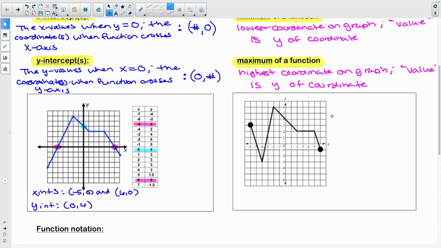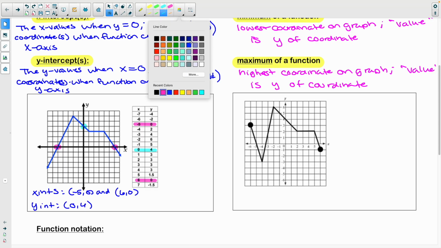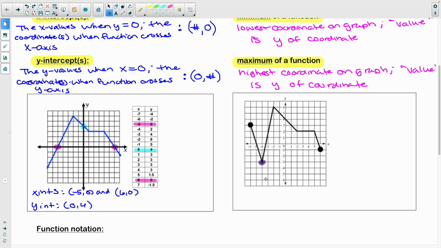So if we come over to this graph on the right, we're going to find the minimum and the maximum. So these are going to be coordinates. So we want to look to find the point on the graph that is the highest and the point on the graph that is the smallest or the lowest. So first, the lowest is going to be right here. That is the lowest point on the graph because there's nothing below it. The highest point on the graph is up here because there's nothing above that point.